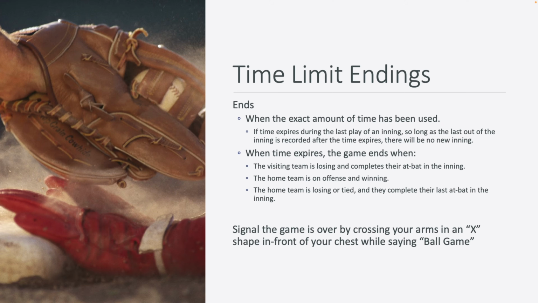The second way is that the home team is on offense and winning. So if the home team has the lead and then time expires while they're still hitting, the game is immediately over. The third scenario is that the home team is losing or tied and they complete their last at-bat in the inning. So if time expires while the home team is batting and they're either trailing or tied, then we keep completing the at-bat until either the home team wins the game or their at-bat ends. Then, once the game is over, you signal this by crossing your arms in an X shape in front of your chest while saying "ball game."